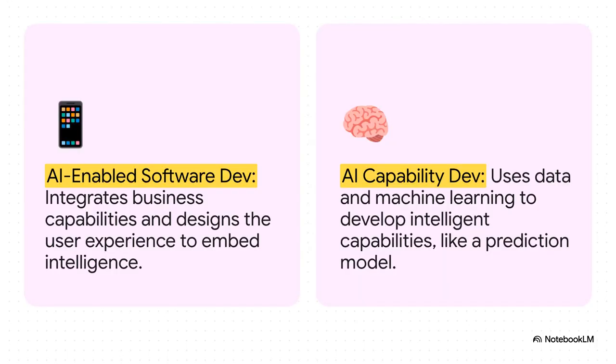Now, what's really fascinating about this is that building an AI system often means you're running two development cycles in parallel. You've got one team building the application itself, which looks a lot like traditional software development, but at the exact same time, you have another team developing the AI capability, the data product, like a prediction model. That's going to be the brains of the operation.